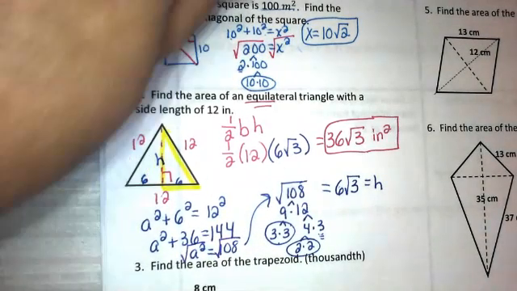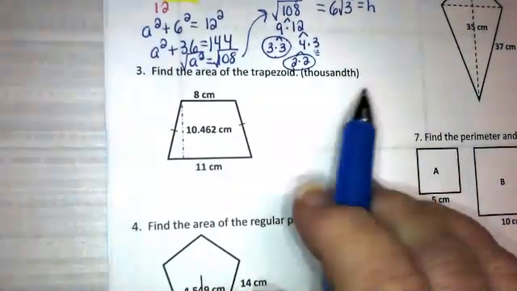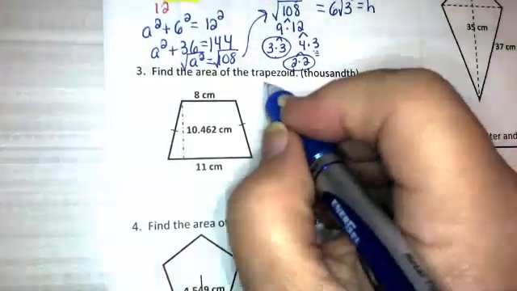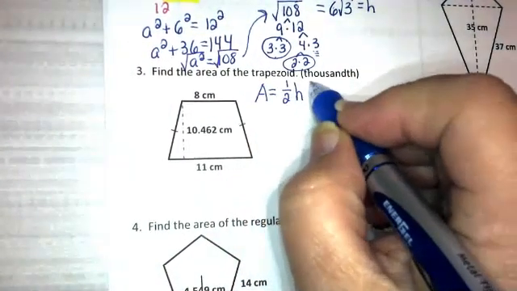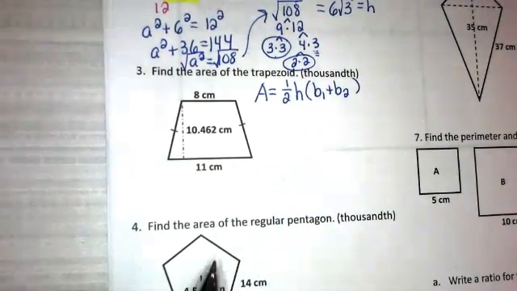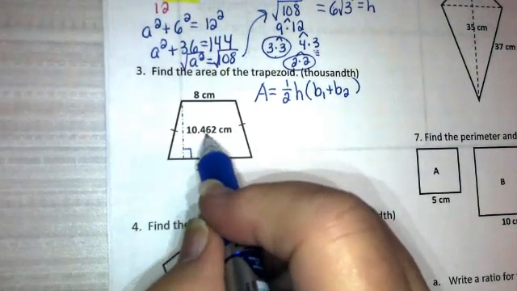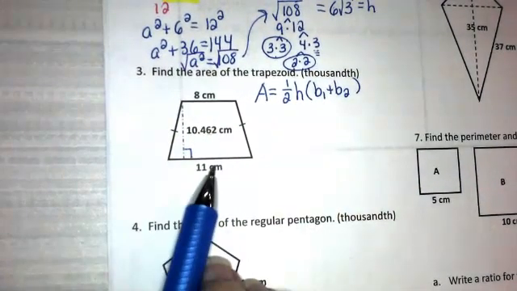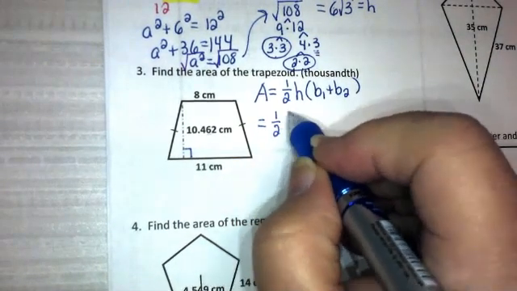All right, next up, find the area of the trapezoid. Notice the directions say to the nearest thousandth, so we're going to leave decimals on this one. The area of a trapezoid is 1/2 height, base 1 plus base 2. So the trapezoid, the height is perpendicular to the base, that's this 10.462, and the bases are the 8 and the 11. So we're just going to plug our numbers in. This one should be pretty simple.